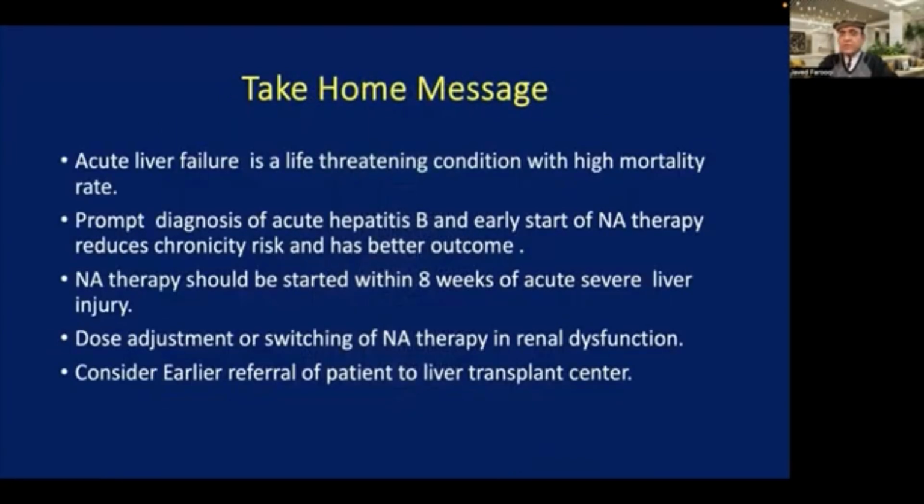So the take-home message in this case is that acute liver failure is a life-threatening condition with high mortality rate. Prompt diagnosis of acute hepatitis B and early start of NA therapy reduces chronicity risk and has better outcome. The NA therapy should be started within 8 weeks of acute severe liver injury. And of course, the dose adjustments or switching of NA therapy in renal dysfunction is required, and consider earlier referral of patient to liver transplant center.